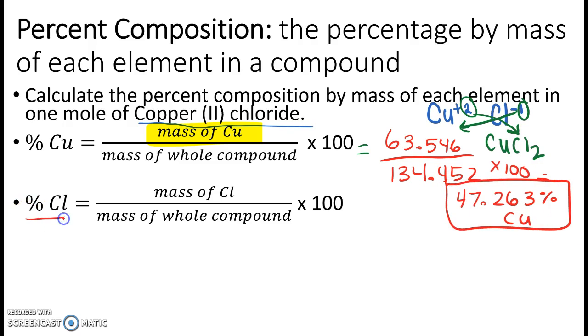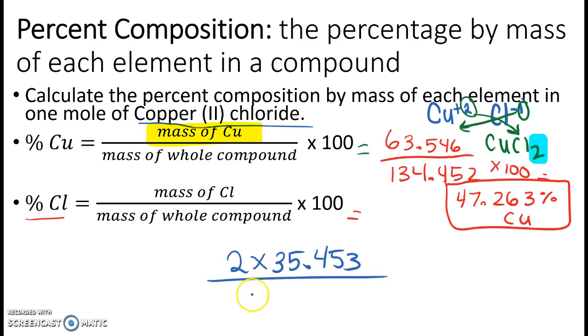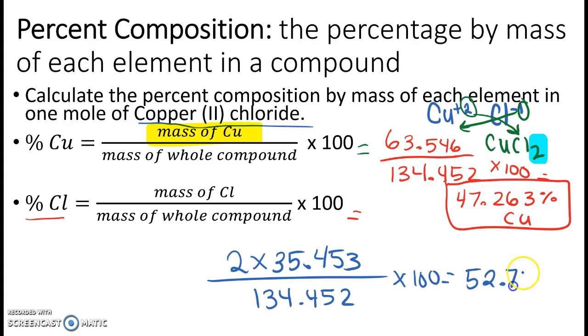You also need to find the percentage of chlorine in this compound. And so we'll have the mass of chlorine in the numerator. Notice that in this compound there's 2 of them. And so that means that we'll need to multiply the molar mass of 1 chlorine atom by 2. Divided by the molar mass of the compound, 134.452, and then multiplied by 100. So you'll get 52.737% chlorine.